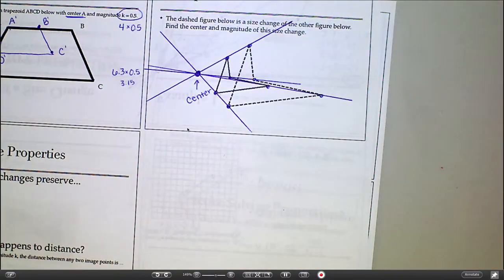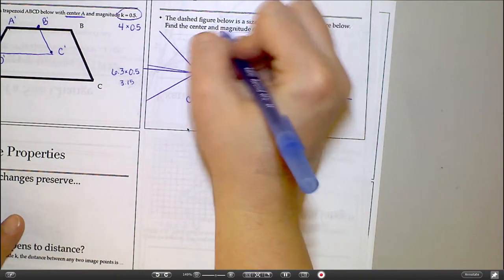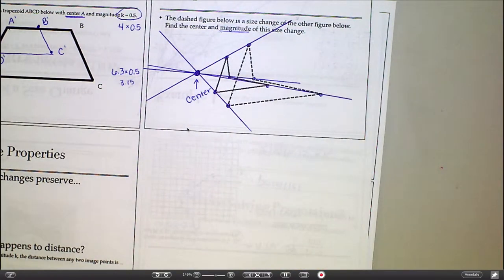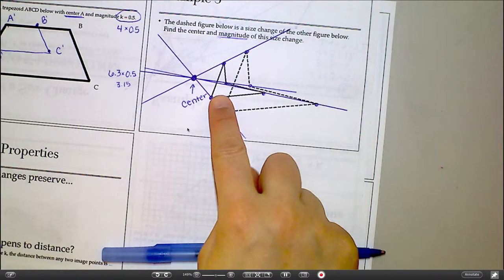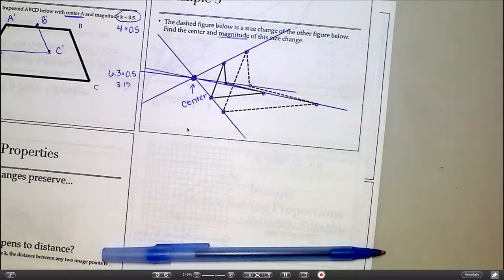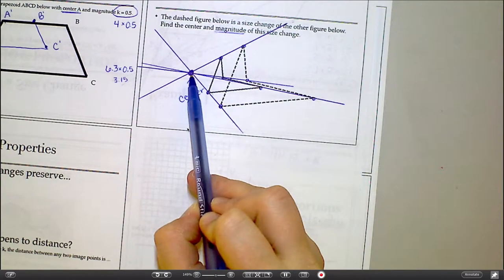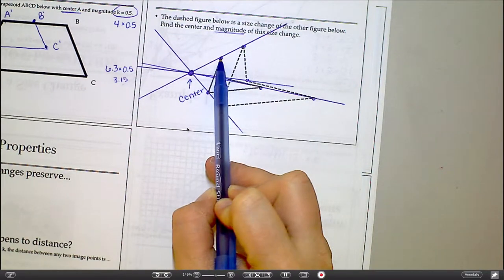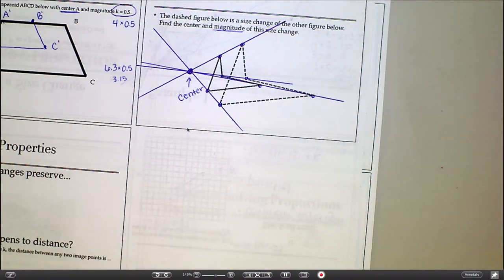Okay, any questions on that? Okay, now it also asks us to find the magnitude. So let's think about that process we went through a second ago. When it gave us the original figure and wanted us to do the size change, didn't we start by measuring the distance from the center to one of the points? So let's go ahead and do that.